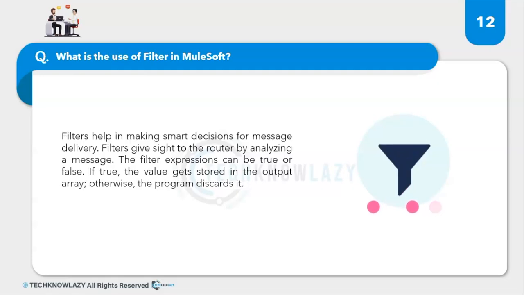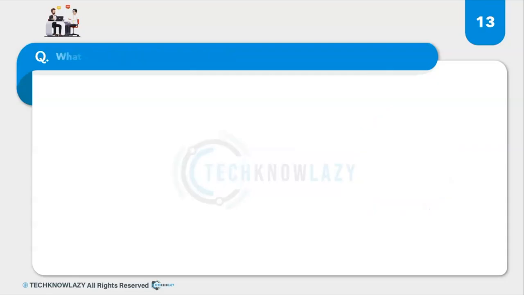So filter helps in making smart decisions for message delivery. Filters give sight to the router by analyzing the message. A filter expression can be true or false. If true, the values get stored in the output array. Otherwise, the program discards it. So similarly, you can also use filters for filtering out the required messages. So with that, let's proceed to the next question.